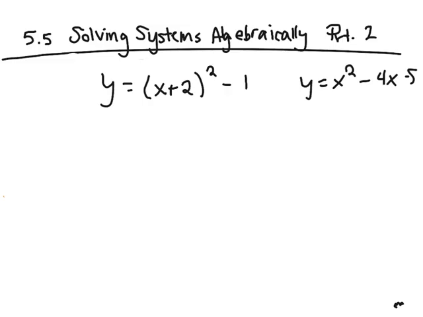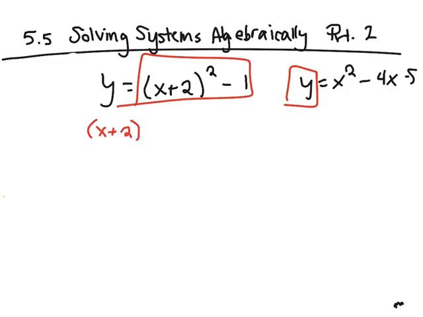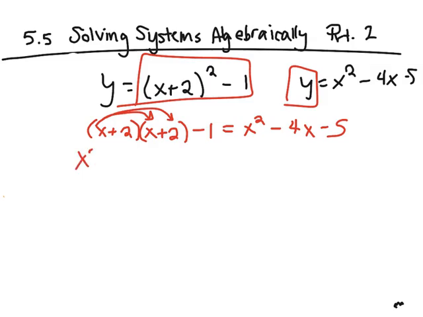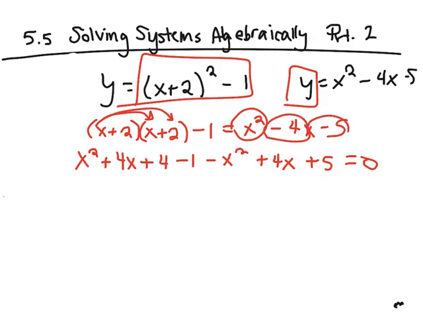So for this one, we're going to substitute this in for this. So we have (x plus 2) squared, so that's the same as putting (x plus 2) times (x plus 2). Sometimes it's easier to just write it like this so that you remember to FOIL out your work. x squared minus 4x minus 5. FOIL and distribute, so we have x squared plus 2x plus 2x plus 4, minus 1, minus x squared plus 4x plus 5 equals 0, because we want to move all of these over.